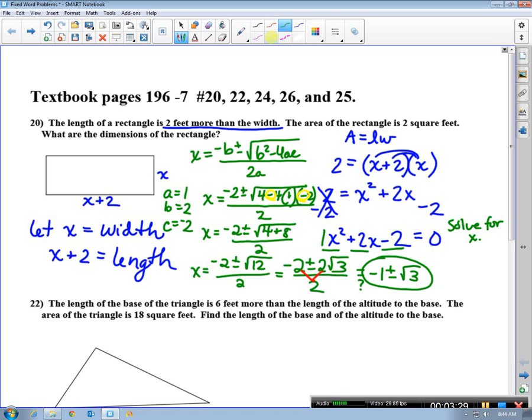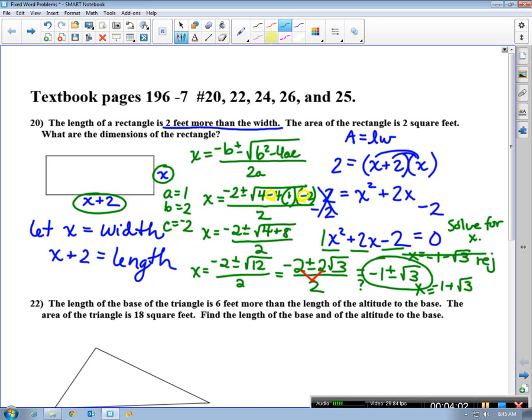So remember, x is the width, and x plus 2 is the length. And in looking at these two roots, negative 1 minus the square root of 3 and negative 1 plus the square root of 3, I'm going to reject this top one because a negative minus something is very negative and it cannot represent a length.